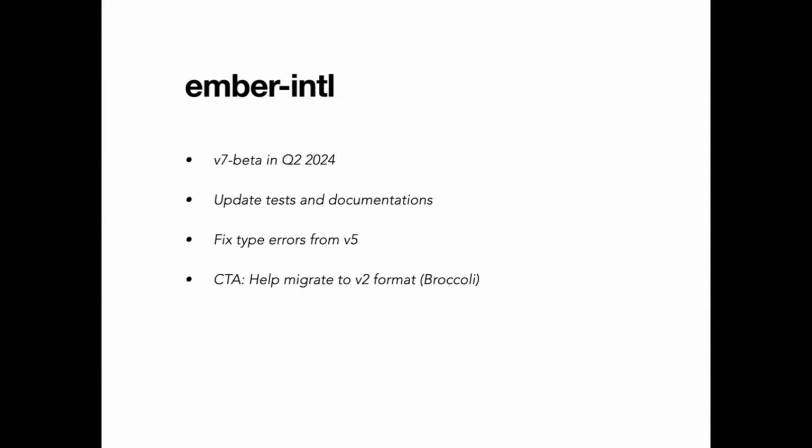There are also type errors that surface from version 5, but I feel like they really existed before version 5 as well. It's just that only in version 5 did they actually introduce TypeScript in the project. So there are some errors to be fixed. What I'd like help with from you, and maybe others as well, is to help migrate this add-on to the v2 format. I feel like the difficulty lies in the fact that there are some files that touch the Broccoli side, and I just don't know what to do there.